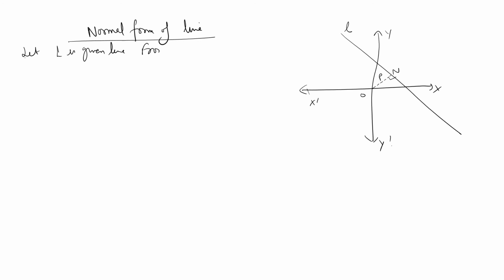And from O, your ON is perpendicular to this line L. And distance ON here is P. We take the magnitude of this distance. And this angle, angle XON, is alpha. See this angle with the positive direction of x-axis.